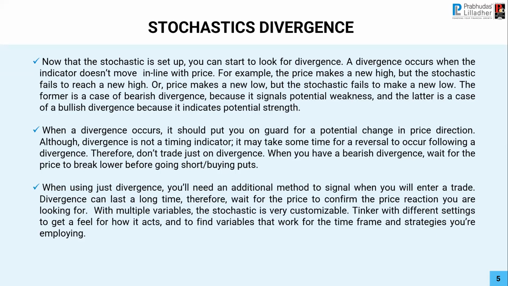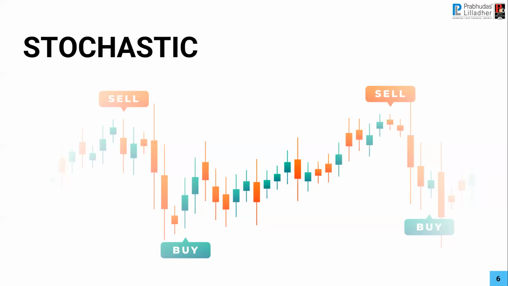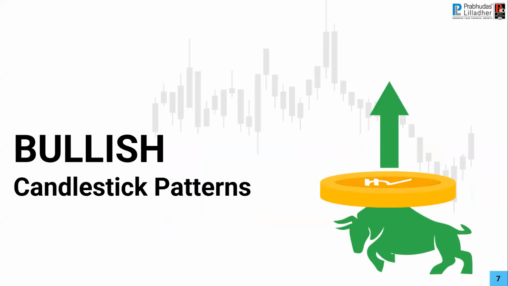So this is what we mean by a negative divergence and a positive divergence. Negative divergence comes at the end of the upward rally. Positive divergence comes at the end of the downward rally. So this is how the stochastic is going to help us. I shall be teaching.